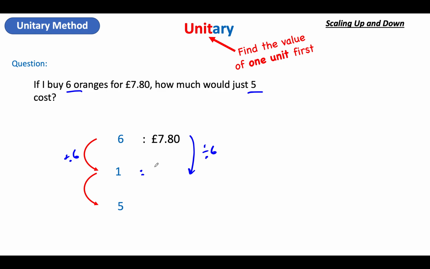Right, £7.80 divided by 6 means every orange is quite expensive. It is £1.30. And then how do I go from 1 up to 5? Well, it's just times by 5, isn't it? So we'll times this side by 5 as well, which is £6.50.